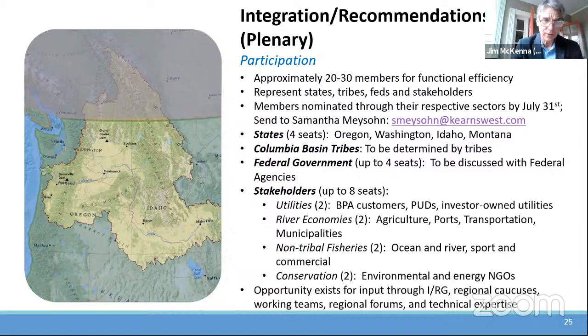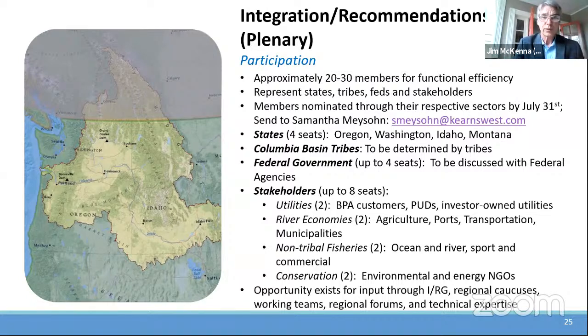I think it's important to stress to folks that although we're talking about the integration recommendation group here, the real work happens in those work groups. That's where the real energy is. If you have a particular interest in a particular topic, we strongly recommend that you volunteer to be on one of those work groups, because that's where the real work happens. The integration team is basically going to take the work from those various work groups and integrate it, but the real meat of the work will happen down at those work groups.